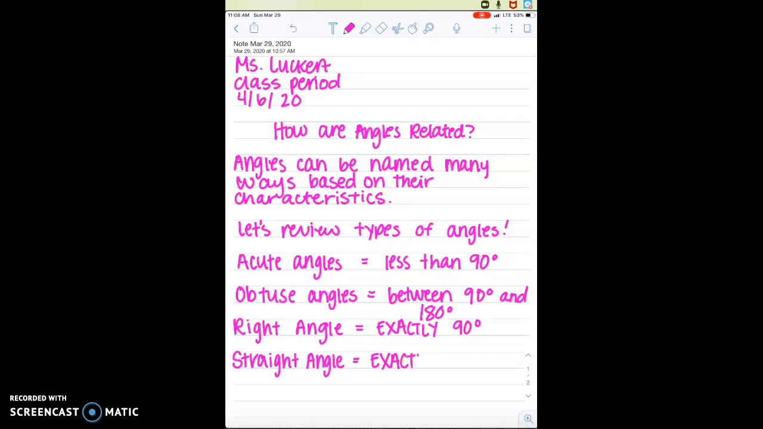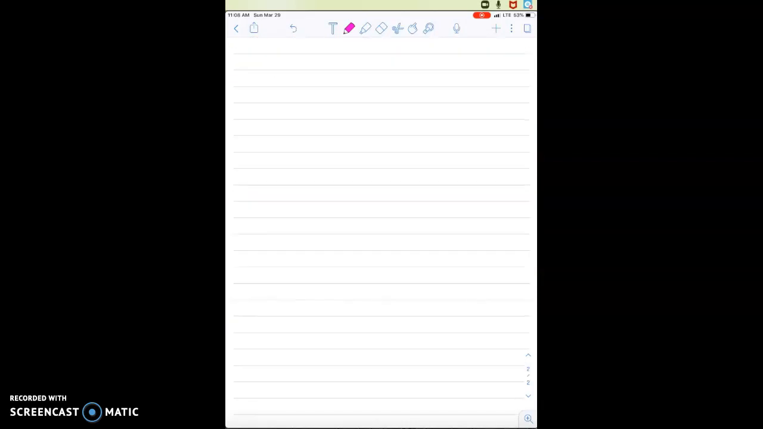And these two are really important for you to memorize because we're going to be using them a lot, especially when we get into our introduction to proofs and everything. So just keep those in mind and try to remember those definitions as best as you can.